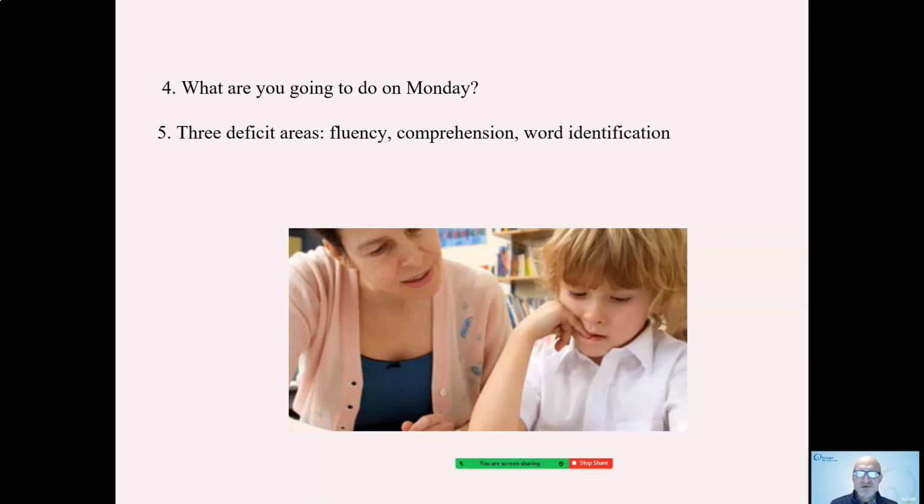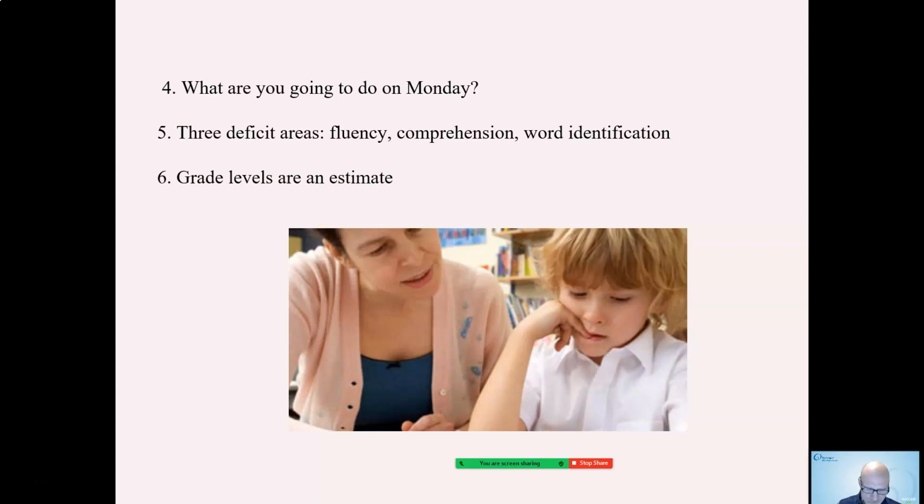You buy a program, but what if the student just struggles with comprehension? Do they need the same word identification and fluency stuff? No. This is why the diagnostic is so important. This is why a miscue analysis, along with a comprehension measure or a qualitative reading inventory, is so important.